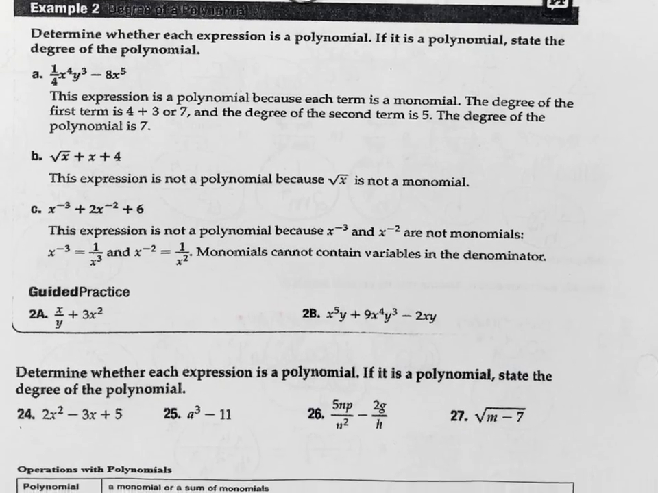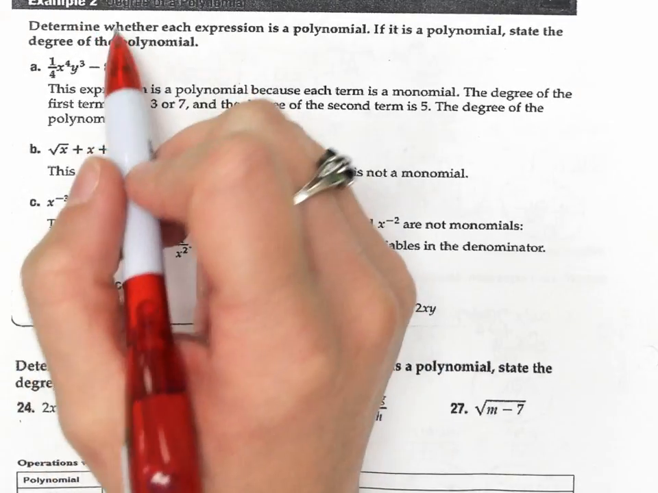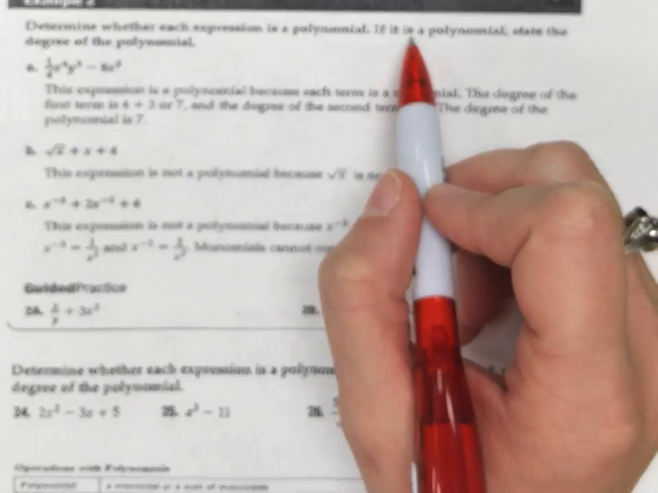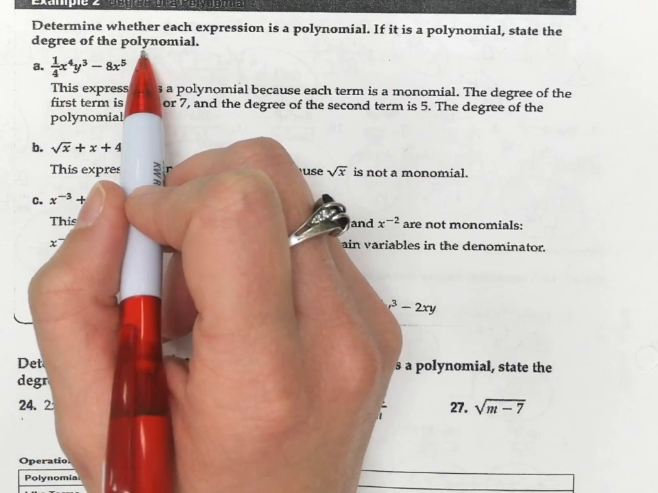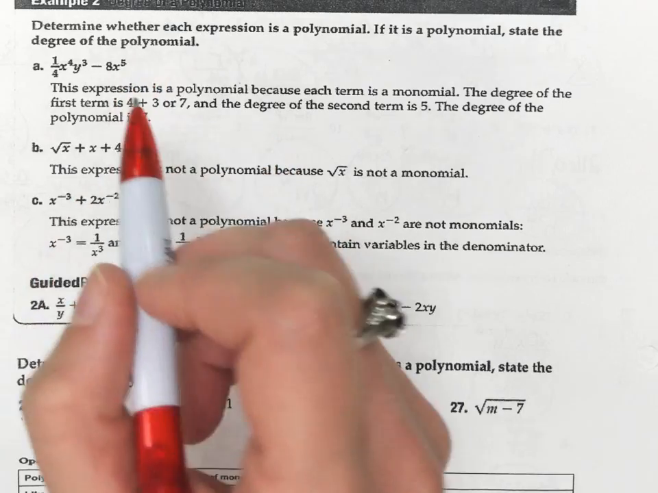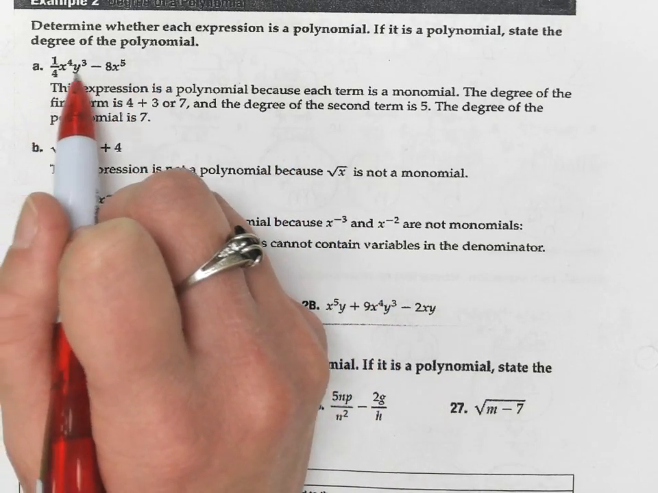So let's read over this a little bit. You ready? It gives you an example right here. Determine whether each expression is a polynomial. If it is a polynomial, state the degree. The degree is normally the biggest exponent, but we're going to talk about this. So here we go. You see this right here?